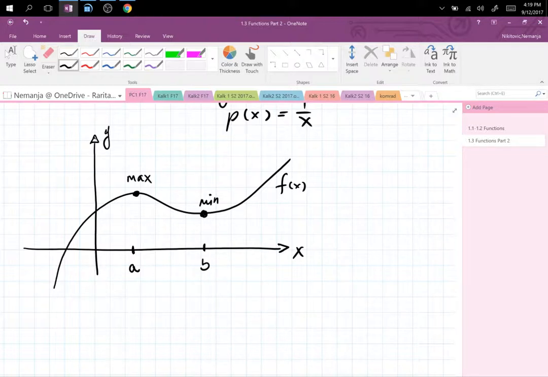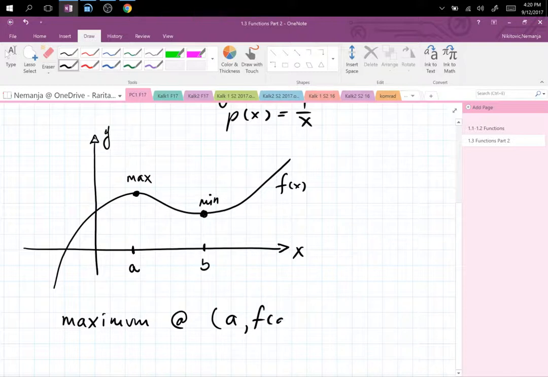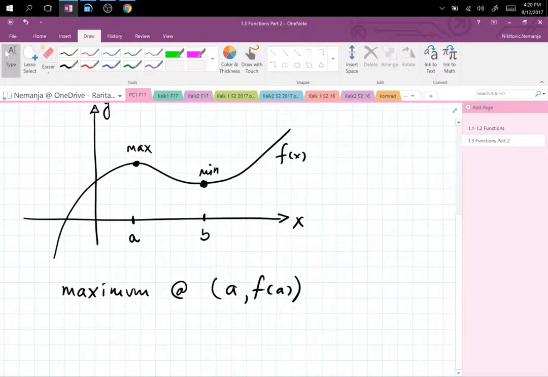Now, what do I have? I have a maximum at f of a. Remember that to compute the value at a, I plug it into f of x. When I replace x with a, I get f of a. I don't have any numbers to plug in. So I have a maximum there. I have a minimum at b, f of b.